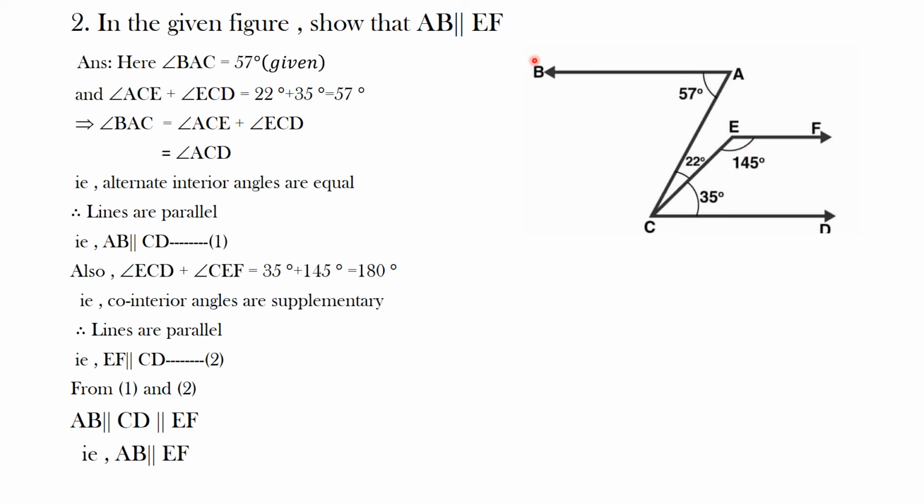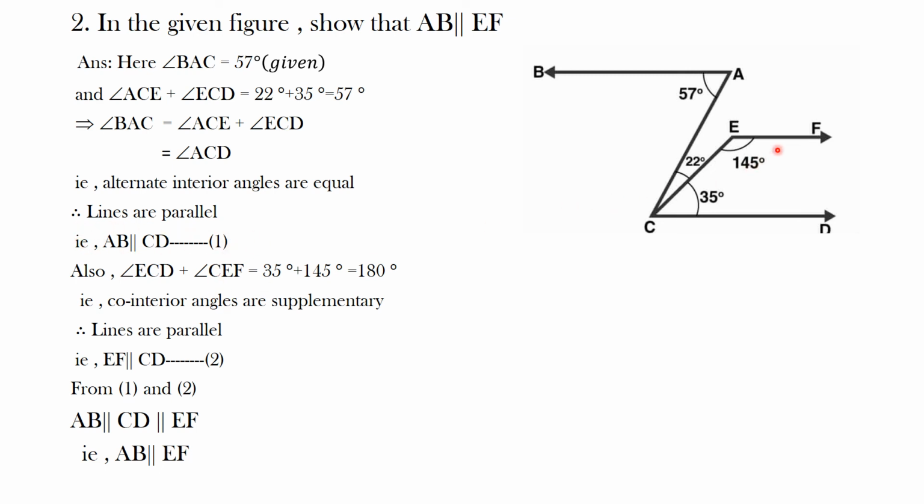We know angle ACE plus angle ECD is equal to 22 plus 35 degree, which is equal to 57 degree. Now we have angle BAC equal to 57 degree, angle ACD is equal to 57 degree. That is, alternate interior angles are equal, which implies the lines will be parallel, and we got AB will be parallel to CD. Let us consider that as equation number 1.